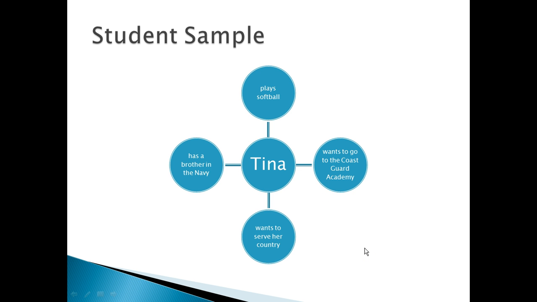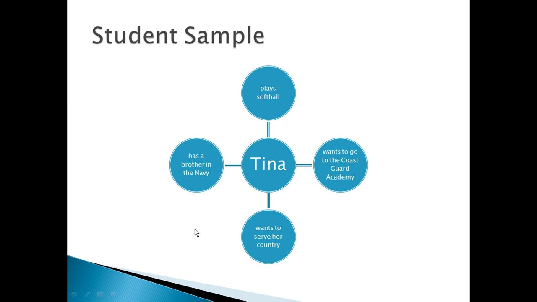So before you begin writing, you're going to be doing a web with your main character. For example, I thought about those things about our main character named Tina. So we have Tina, and we know she plays softball, has a brother in the Navy, wants to serve her country, wants to go to the Coast Guard Academy. Those are all the different things that I'm going to think about and talk about within my realistic fiction story about the main character.